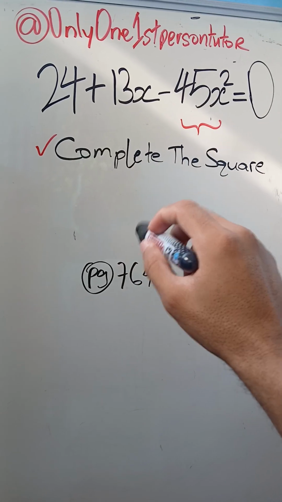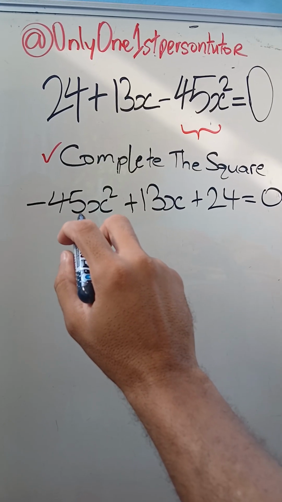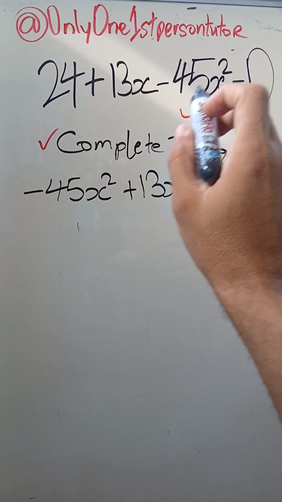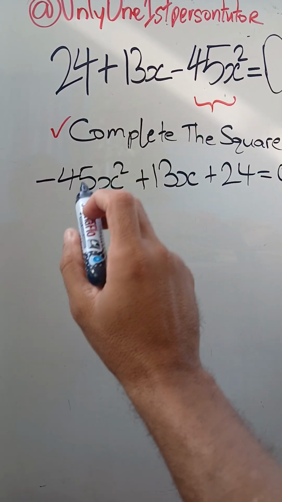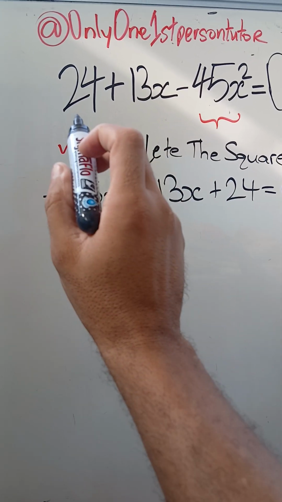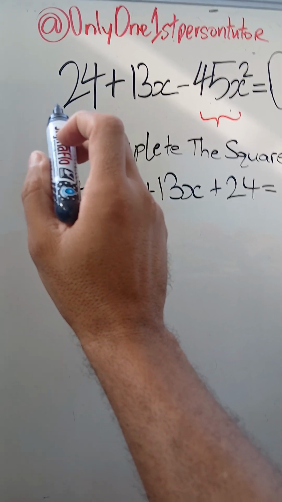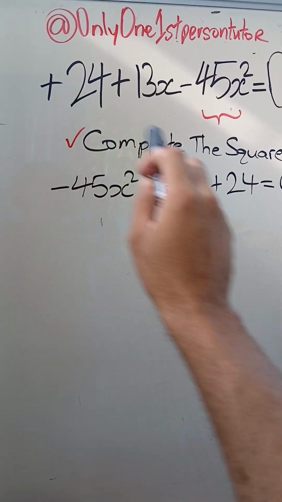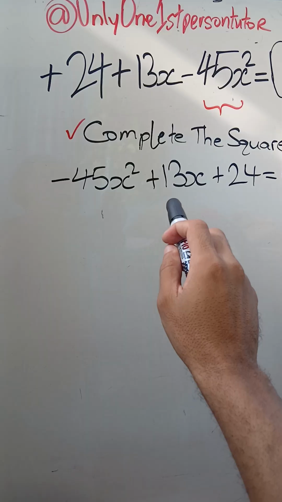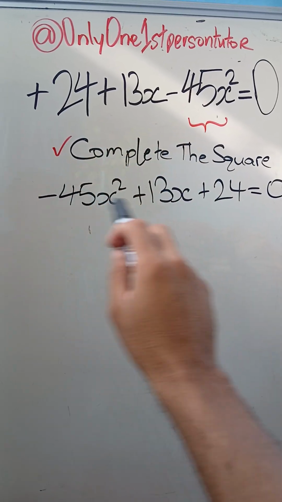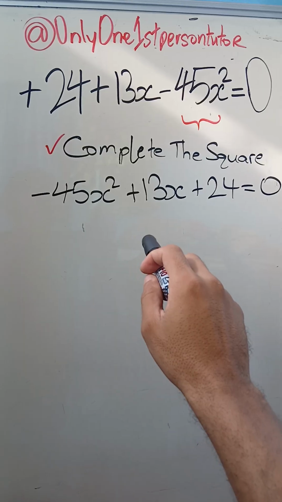Alright, so let's get to business now. The first thing we're going to do is switch this around. So the negative 45x squared, we'll put that down here. The plus 13x, we'll put that down here. And this is 24, but it's implied to be a plus 24. So you bring that down here, that around here, and then this down here, right? So that's the first step to doing this.